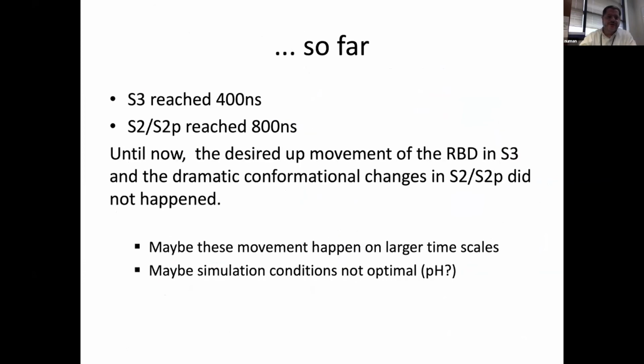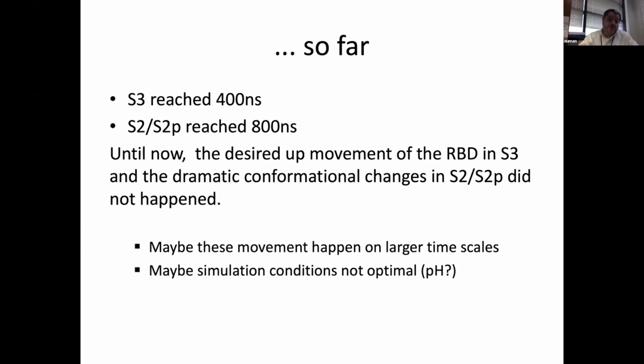They progress very fast. So far, for the complete trimer, where I am trying to see whether the RBD movement goes up or down, it has progressed about 400 nanoseconds. The other ones have progressed 800 nanoseconds, but up to now, unfortunately, I haven't seen the desired movement. And this can have several reasons.